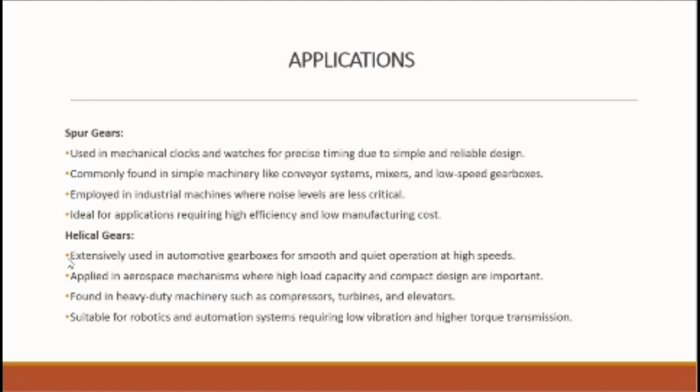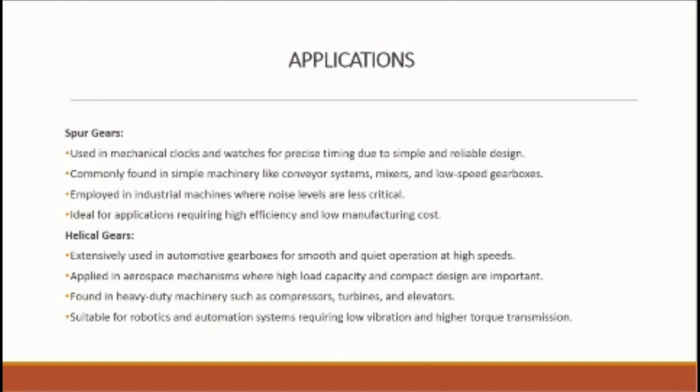For helical gears, it is extensively used in automotive gearbox as the load transmission is smooth and it is giving less noise. And in aerospace mechanisms where high load capacity and compact design are important. And it is also used in heavy duty machineries like compressors, turbines, and elevators where less noise is a critical factor. And it is also used in robotics and automation systems where low vibration and high torque transmission is required.